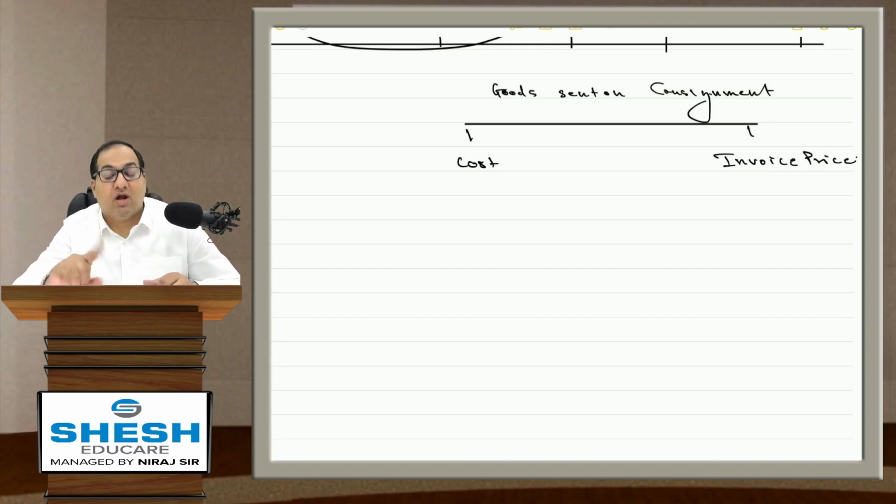So you have to really make sure that you are clear before starting the problem whether goods are dispatched at cost or at invoice price. Cost for consignor, invoice price also for consignor. If goods are dispatched at cost, there is no problem. But if goods are dispatched at invoice price, there is a problem.